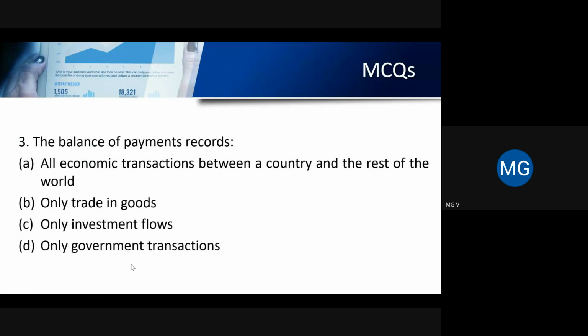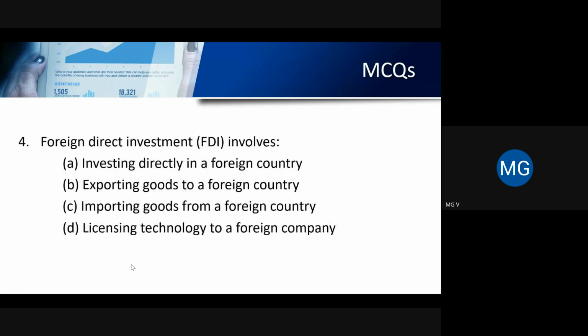Thank you, sir. The balance of payments records all economic transactions between a country and the rest of the world, only trade in goods, only investment flows, only government transactions. All economic transactions between a country and the rest of the world. Very right. Foreign direct investment (FDI) involves investing directly in a foreign country, exporting goods to a foreign country, importing goods from a foreign country, or licensing technology to a foreign country. A, investing directly in a foreign country. Right.